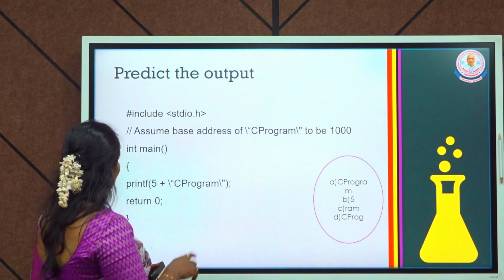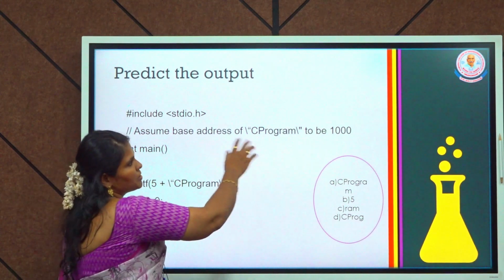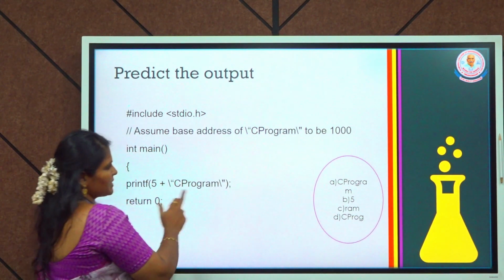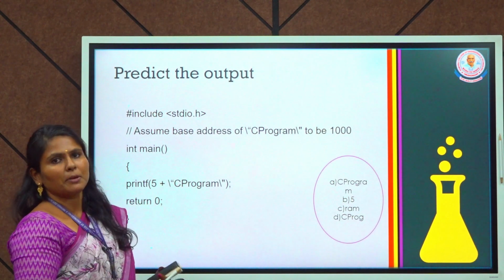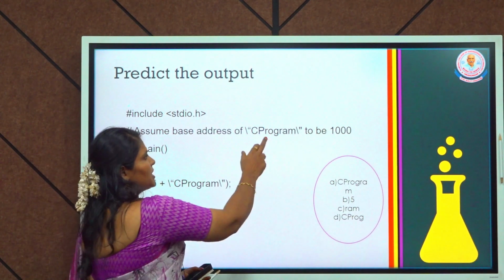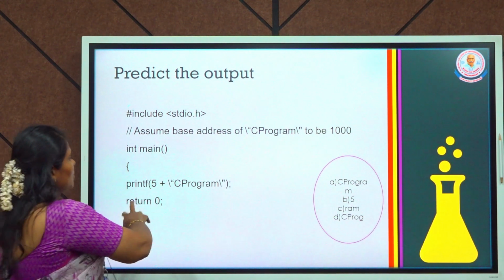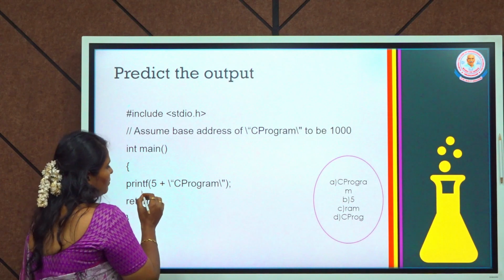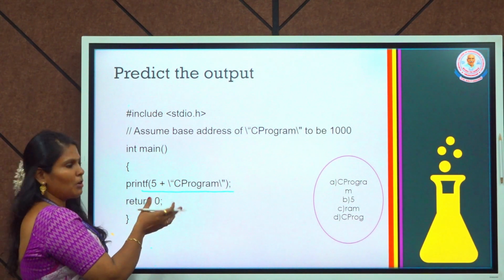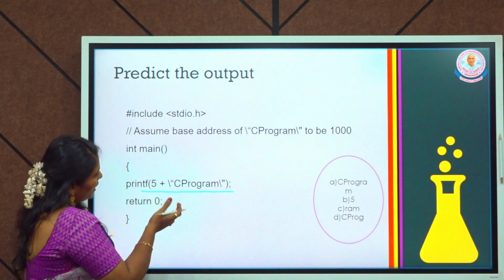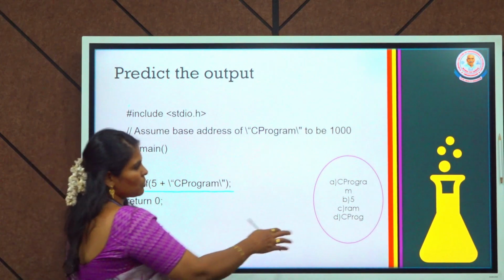Here I have given a printf statement. Assume you are going to print the C program, and you know that all variables are present in memory locations. Here the word C program is present at memory location 1000. There is some change in the printf statement: we are not using it in the regular form, we are using some other format. So what could be the answer for this program? These are the options.